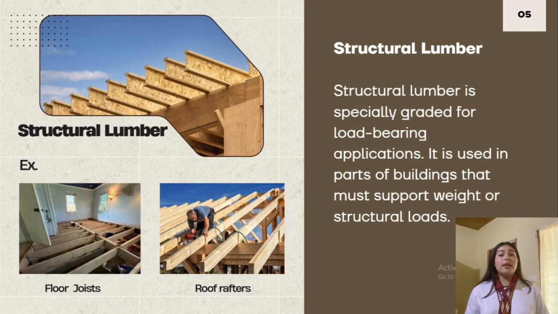Next, structural lumber is specially graded to carry heavy loads. This means it is strong enough to support weight in a building. It is used in important parts of a structure that need strength and stability. For example, it is used in floor joists, which support the floor, and roof rafters, which support the roof. Because of its strength, structural lumber is very important in making buildings safe and stable.